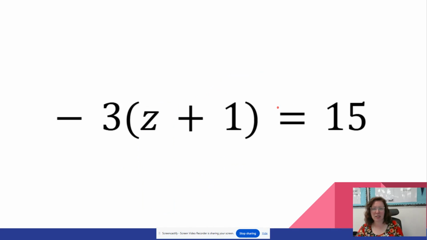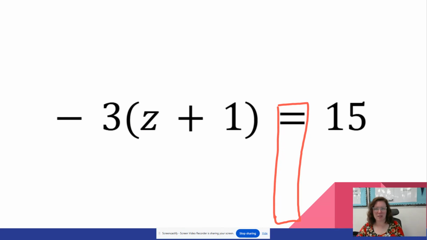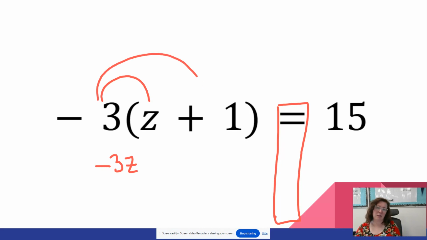Okay, a little tricky here, but that's okay, we can do it. I draw that wall, it just reminds me to keep things organized. This is a negative 3 times z, so it's a negative 3z. And a negative 3 times a plus 1 becomes a minus 3. And that equals 15. Add 3 to both sides, then divide by negative 3.